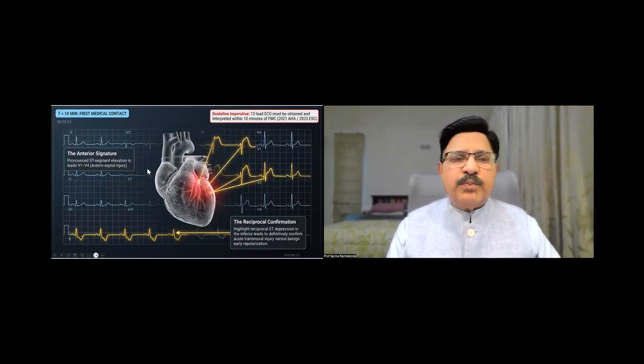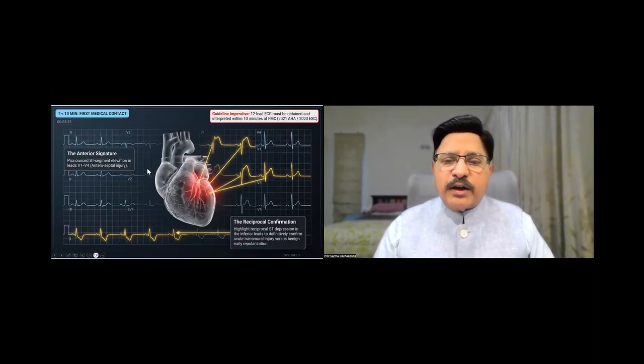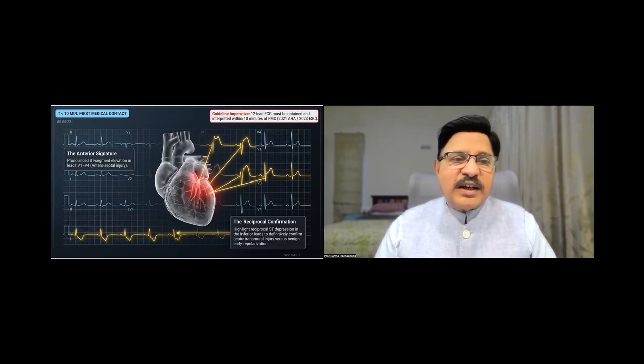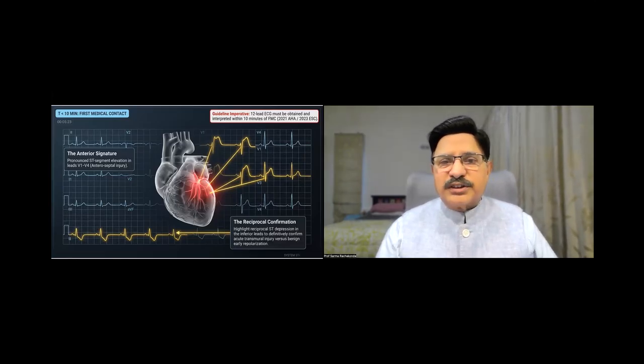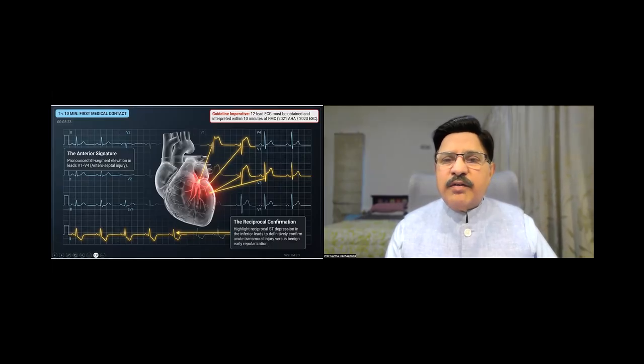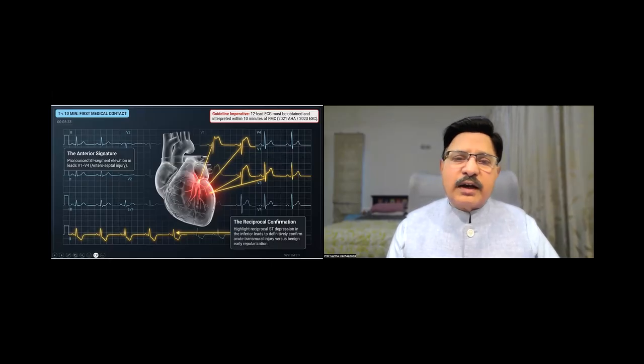Okay? Now, this is the signature of myocardial infarction, the anterior signature of myocardial infarction. What are the anterior leads? V1, V2, V3, V4 are the anterior leads. V1, V2 are septal, V3, V4 are anterior, and V5, V6 are the lateral leads.